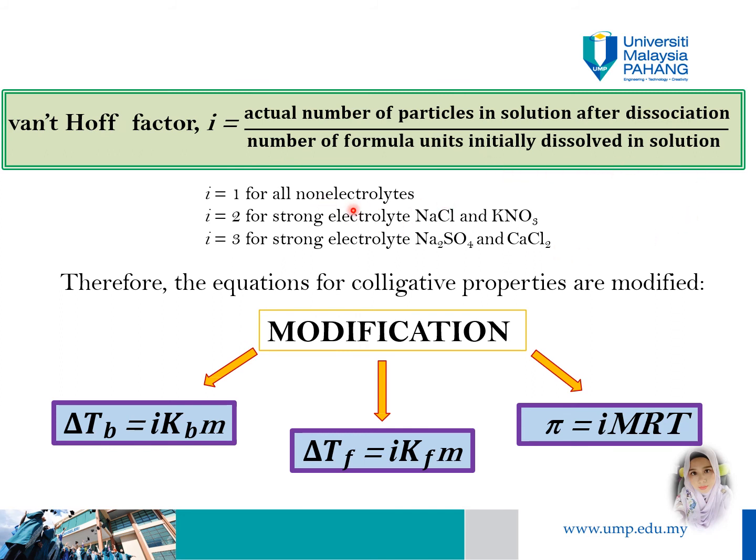So for a non-electrolyte, the i value is equal to 1, while for a strong electrolyte like sodium chloride and KNO3, the van 't Hoff factor is equal to 2. And for electrolytes like sodium sulfate and calcium chloride, the van 't Hoff factor is equal to 3. So the equations of the colligative properties are modified with the i value or van 't Hoff factor.